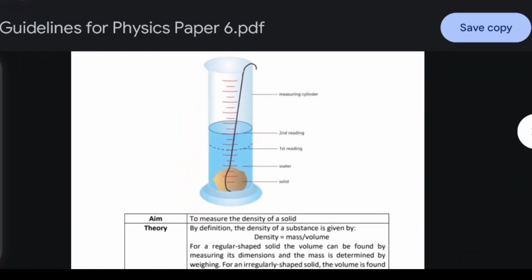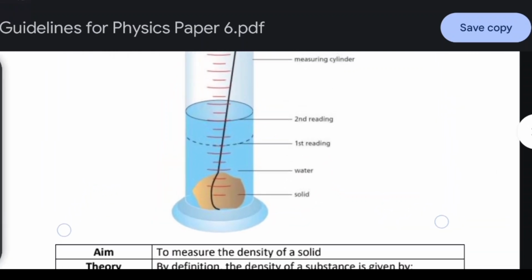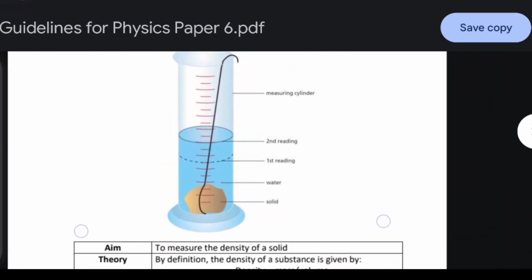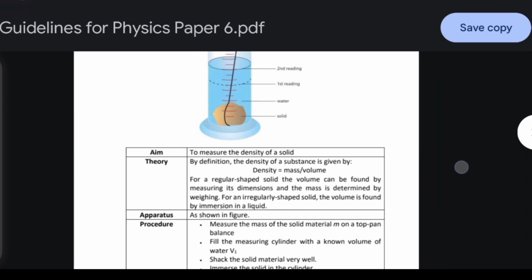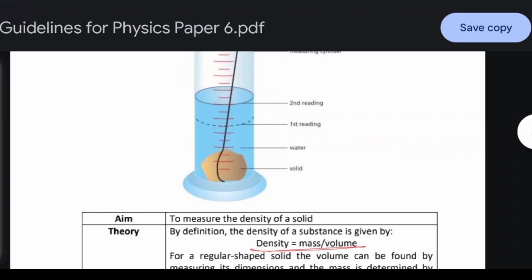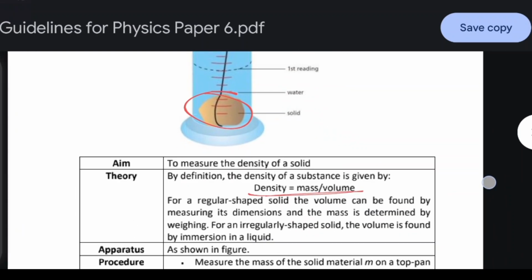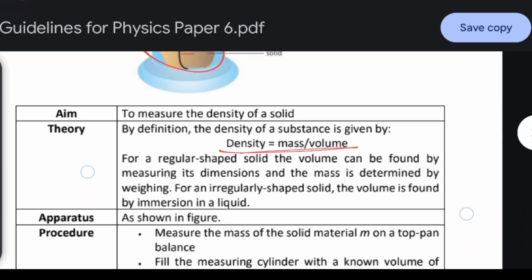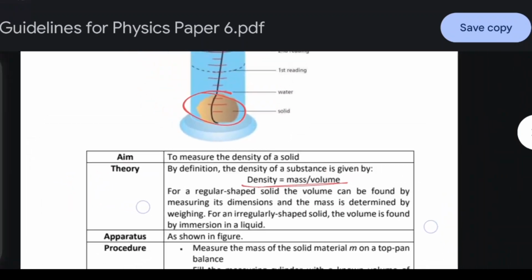How you can do the displacement method to measure the density of sand. What we are trying to do is measure the density of sand. Density is given by the formula mass divided by volume. If we get to know the mass of the sand and the volume of the sand, we can find the density. For a regular shaped solid, the volume can be found by measuring its dimensions.